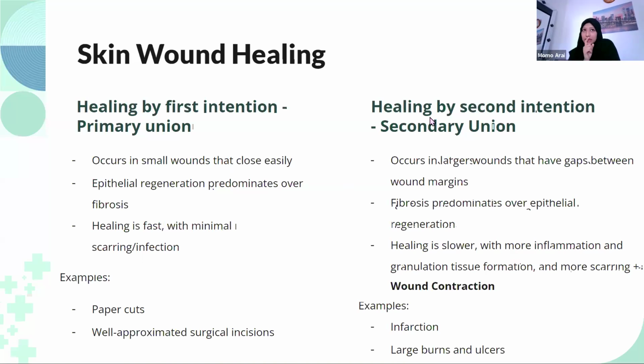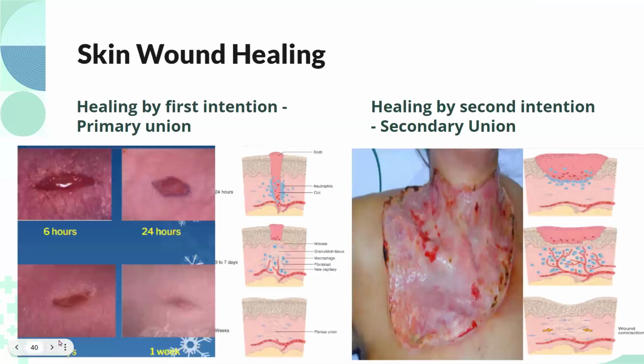Okay, so we have primary and secondary union again. An example of secondary union is any big injury, like burns, let's say an ulcer that you see is healed by secondary intention. What that means is it takes time for the body to heal itself, with more scar and more obvious deformity. Infarction is another example. Heart attacks are big injuries compared to paper cuts.